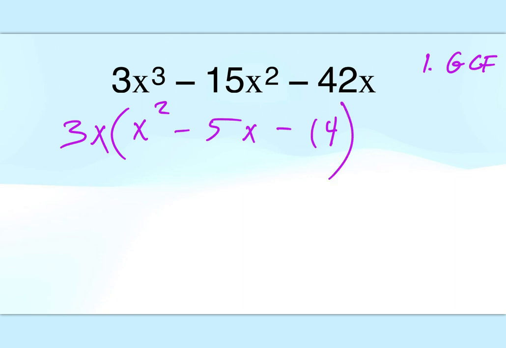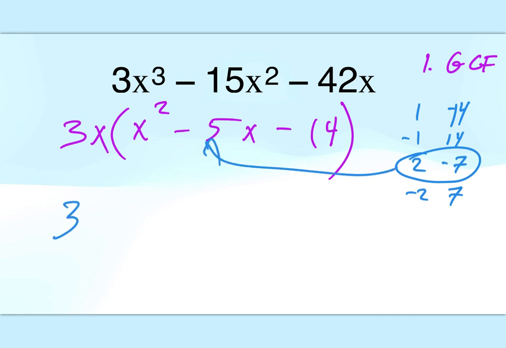And then I'm thinking in my head, or writing down preferably, what multiplies to 14? Technically negative 14. 1 and negative 14. Negative 1, positive 14. 2 and negative 7. Looks like a z. It's a 7. Negative 2 and positive 7. And this one right here adds to negative 5. So my final factored form would be 3x times x plus 2 times x minus 7.